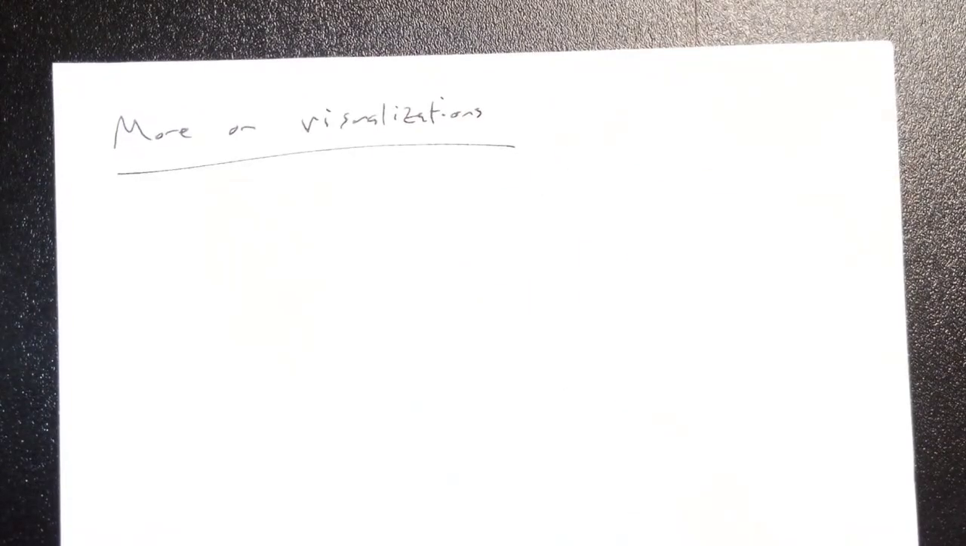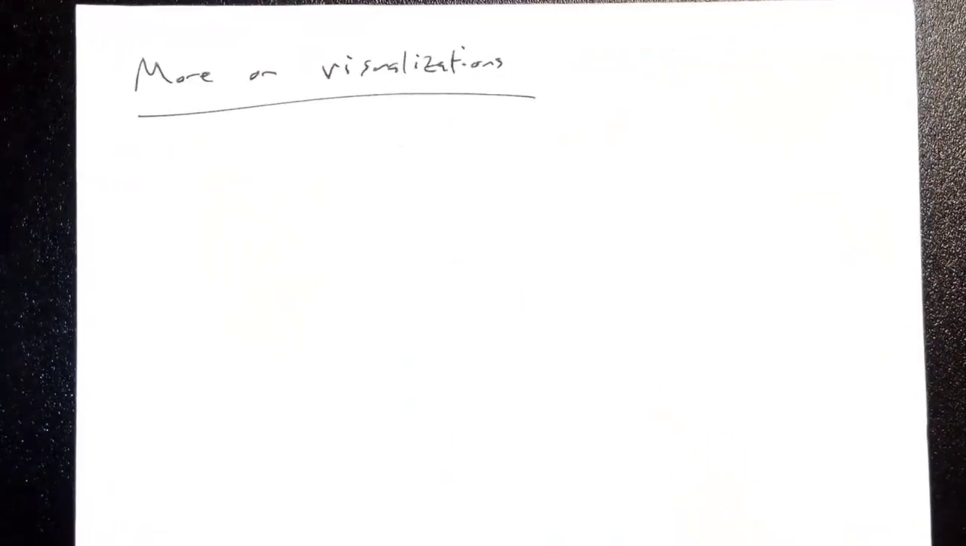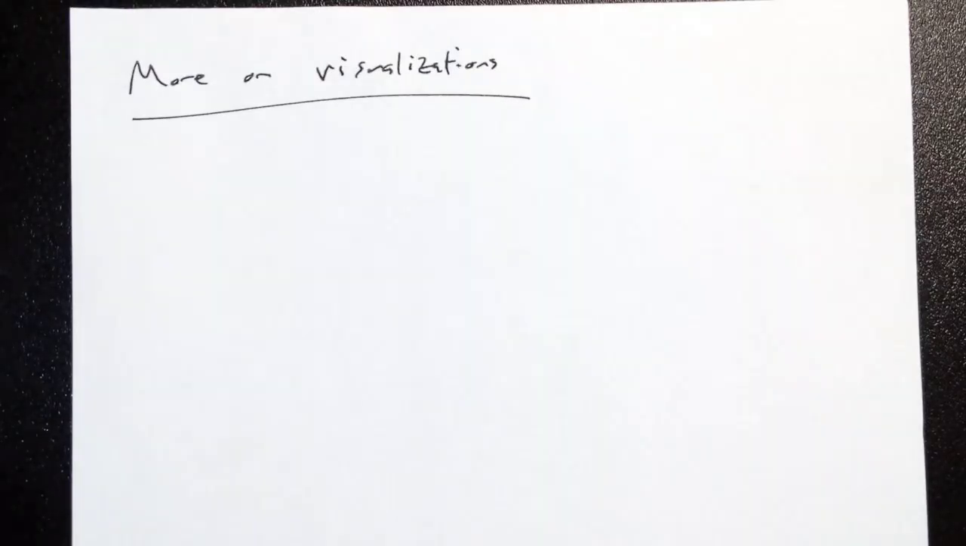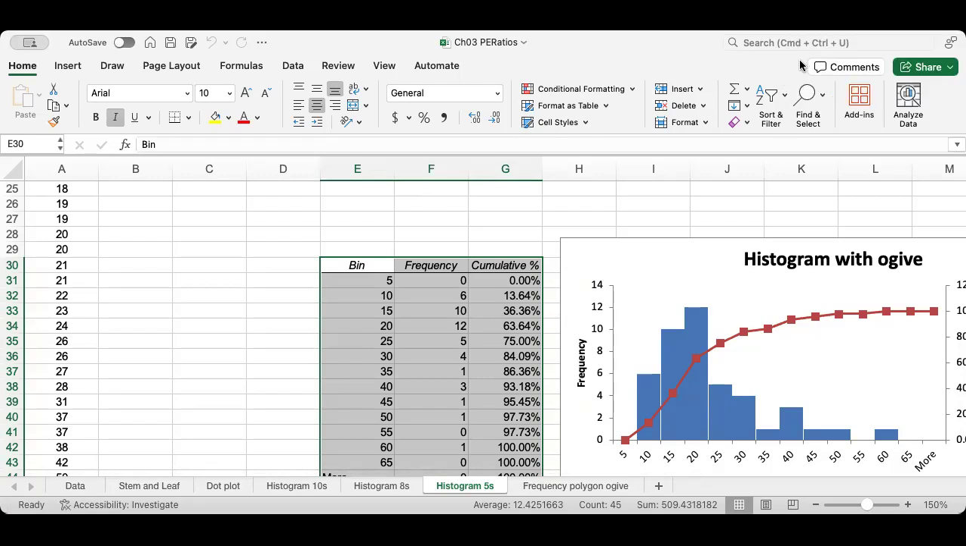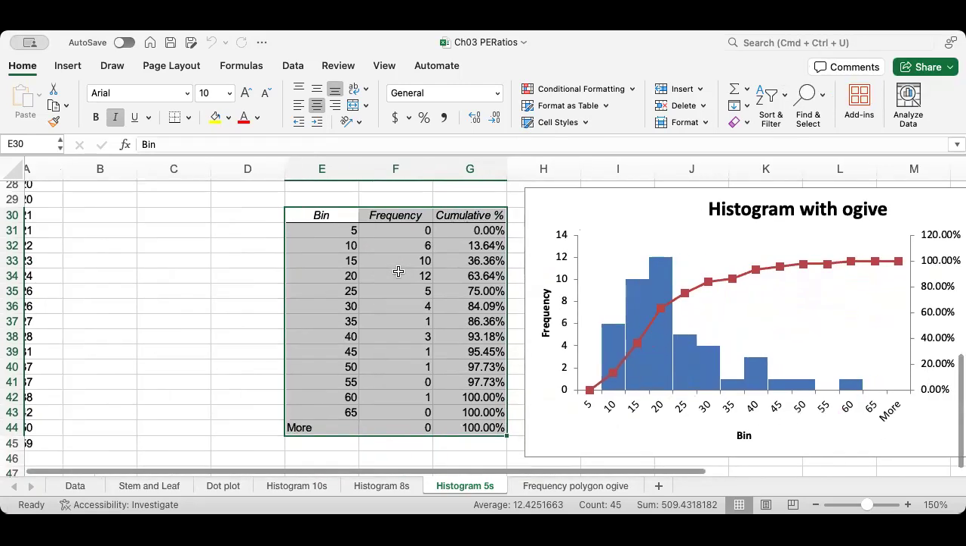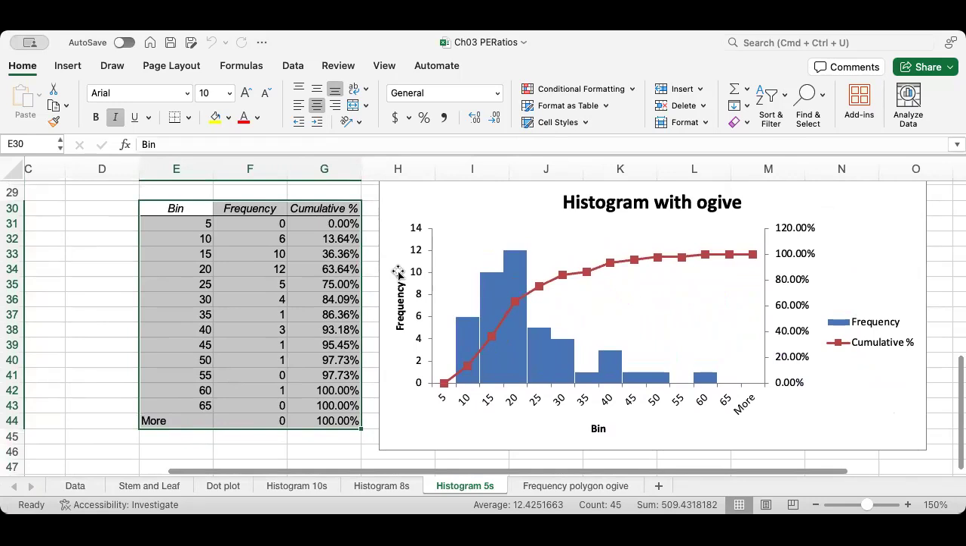Okay, so let's keep going in our examination of what we get when we look at our data. We had talked about histograms, and I included in this one the cumulative frequency, that ogive. This is to tell us how much of our data has gone by.